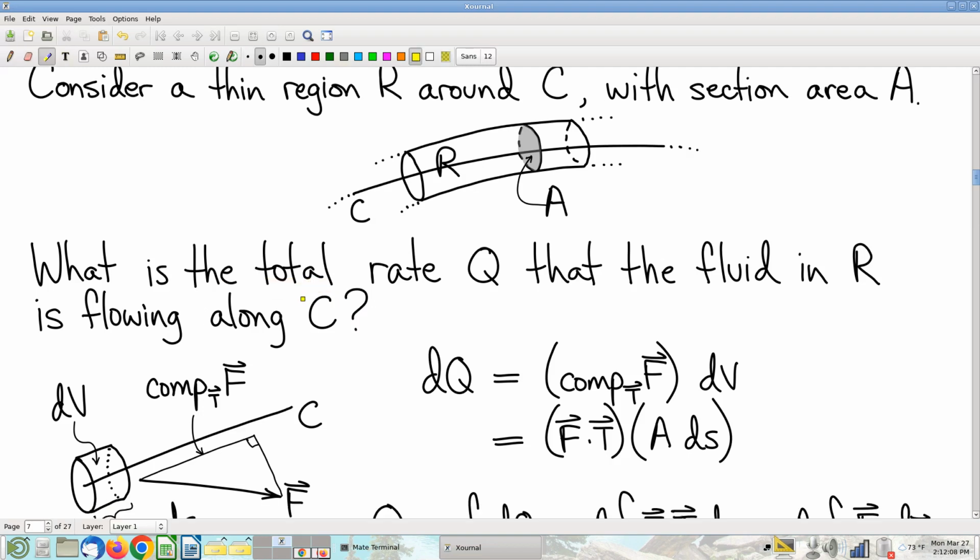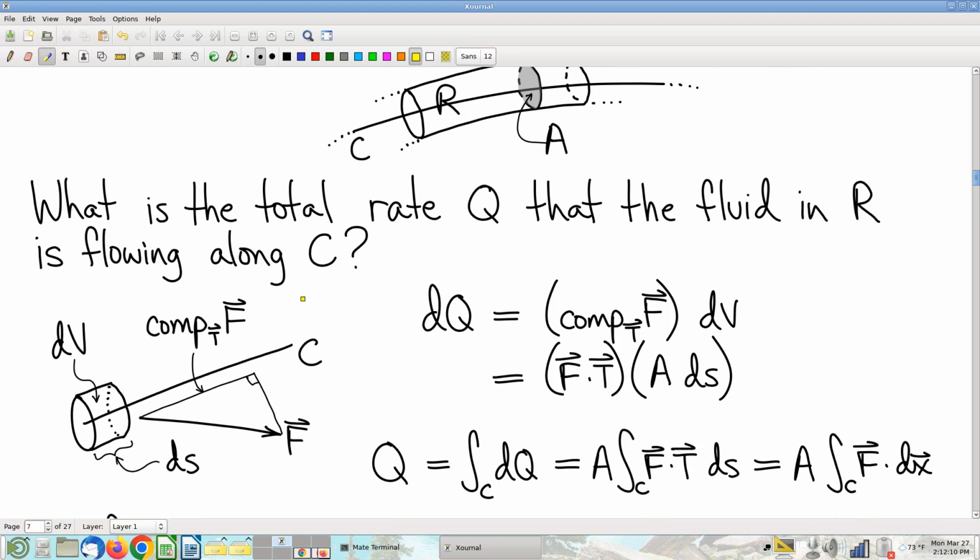Okay. Well, here's the idea. If I want to know the total amount the fluid is flowing along the curve, I'm just going to look at each little piece of fluid. There's a little slice of my tube, a little slice of fluid. It's easy to write down what the volume of that is. This volume here is just the cross-sectional area times the thickness ds.